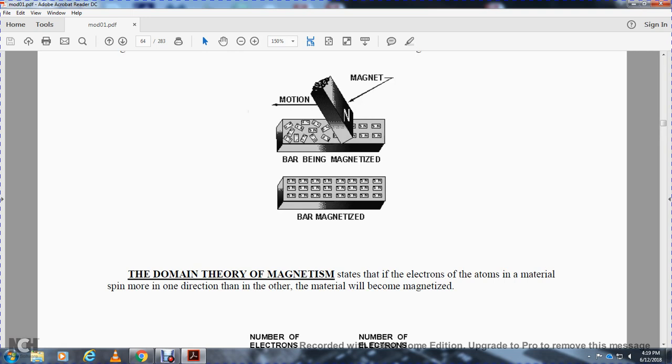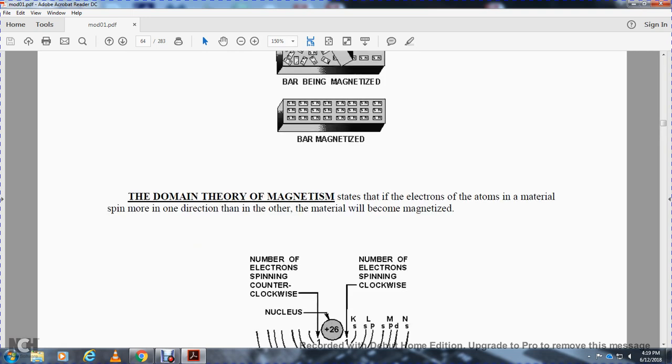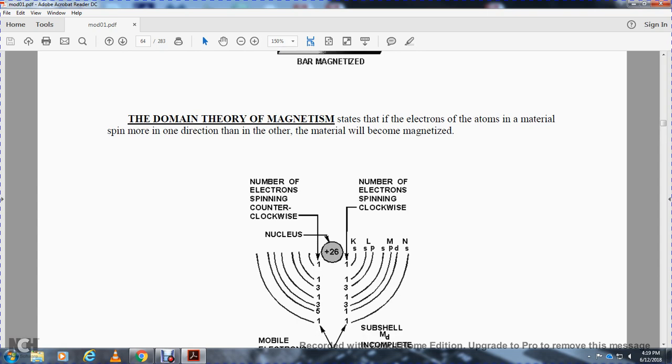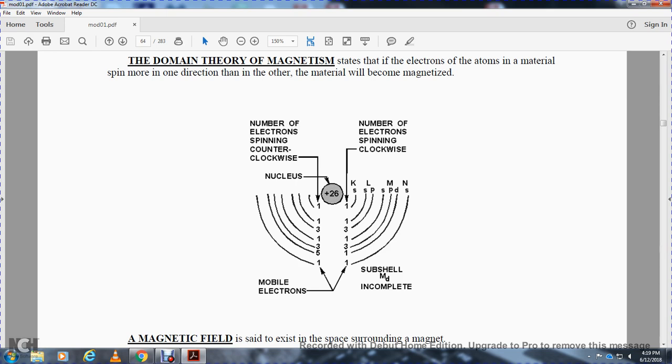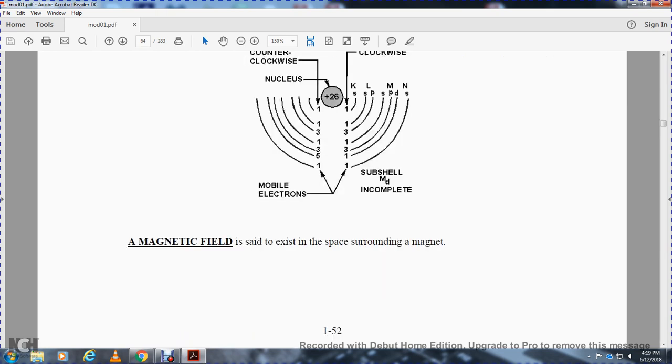The domain theory of magnetism states that the electrons of a material's atoms will spin more in one direction than the other, and then the material will be magnetized. In an unmagnetized material, the number of electrons spinning counterclockwise and the number spinning clockwise is the same. Magnetic materials have incomplete subshells with unpaired electrons on the outer ring.